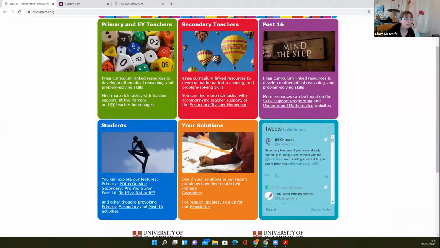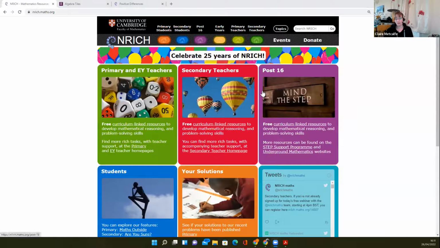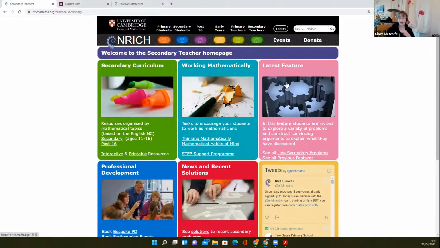Oops, I'm still on annotate, which means I can't use my mouse. If you're not sure where to find the current feature, then probably the easiest way is to go to the secondary teachers button up here, or you can click on this nice picture of balloons there. And when you go into that, you'll have a button for the latest feature. In this, we have all of the Key Stage 3, Key Stage 4, and Key Stage 5 problems.